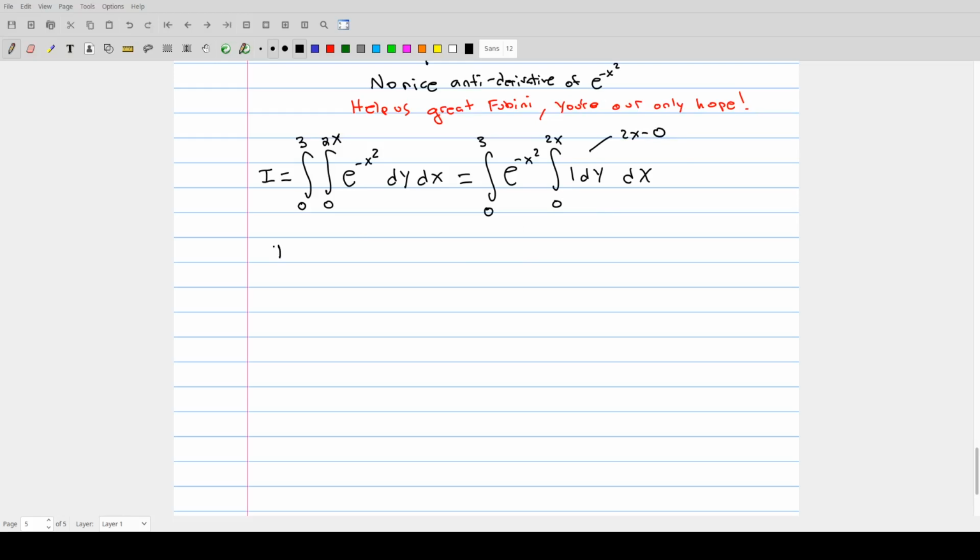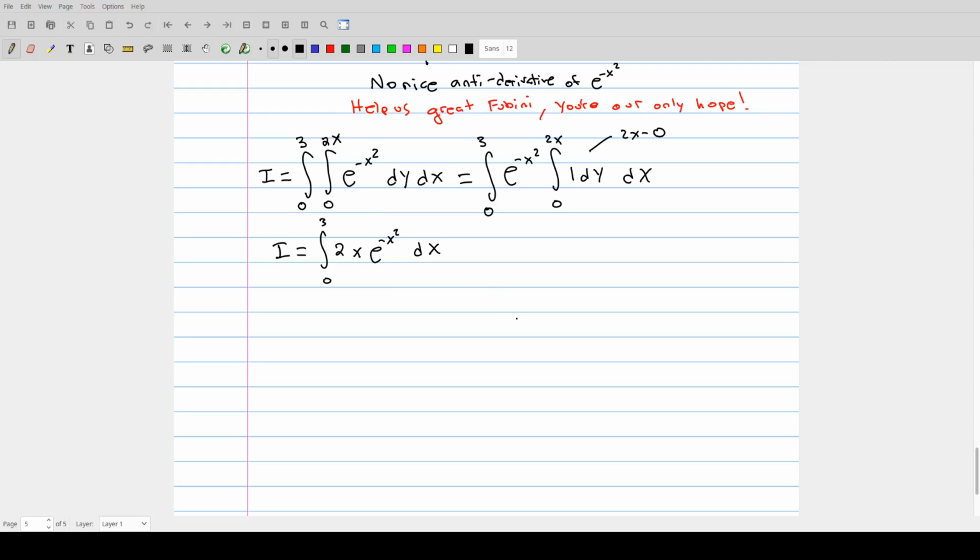So what we're left with is that I is just equal to the integral from 0 to 3 of 2x e to the negative x squared. And this is now a single variable integral, and not only that, it's a single variable integral that we can in fact evaluate. And I'll let you think about that for a second. Why can we evaluate this integral when we couldn't evaluate the first function? And the whole reason here is because we have this x that appeared from the switching of the bounds. Right, this new integral, it's a single variable integral with an x and e to the negative x squared.